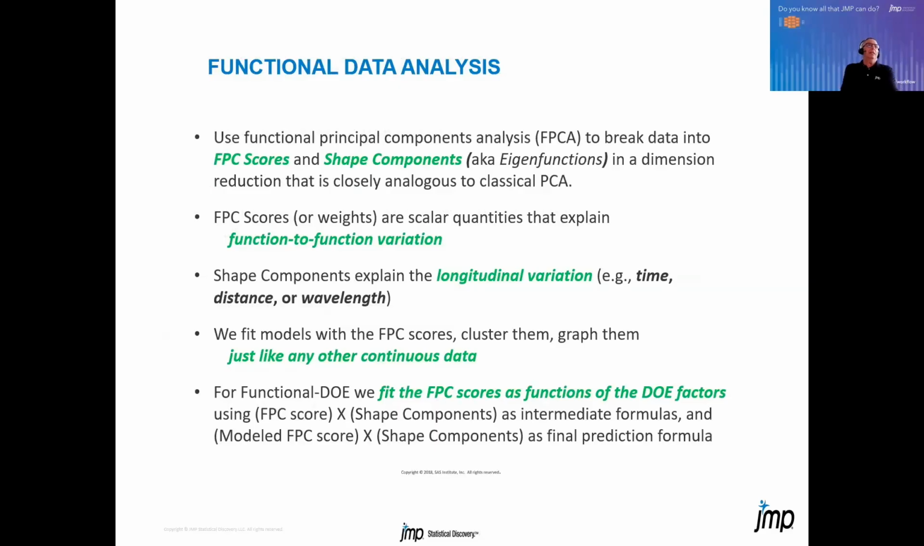So with functional data analysis, you use functional principal components to break data into FPC scores and shape components, in a dimension reduction that is closely related to classical principal component analysis. FPC scores or weights are scalar quantities that explain function-to-function variation. Shape components explain the longitudinal variation that you see: time, distance, wavelength, things along those lines. And we fit models with the FPC scores and cluster them, graph them, just like any other continuous data.